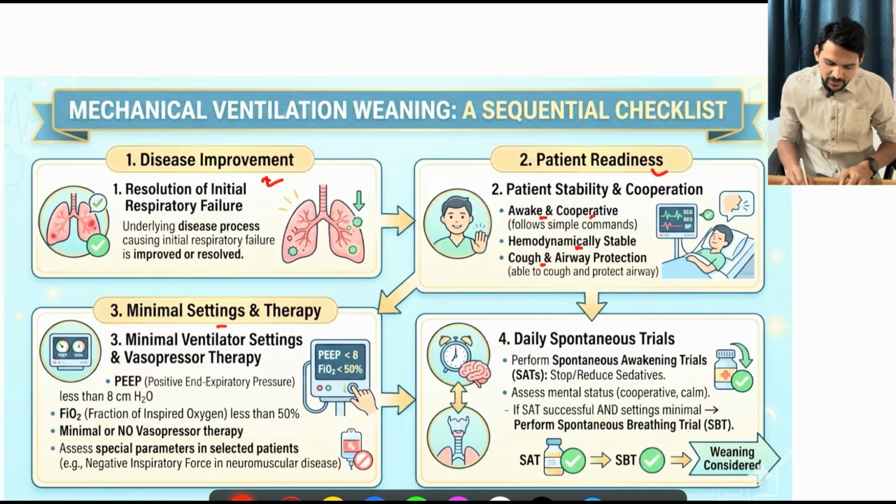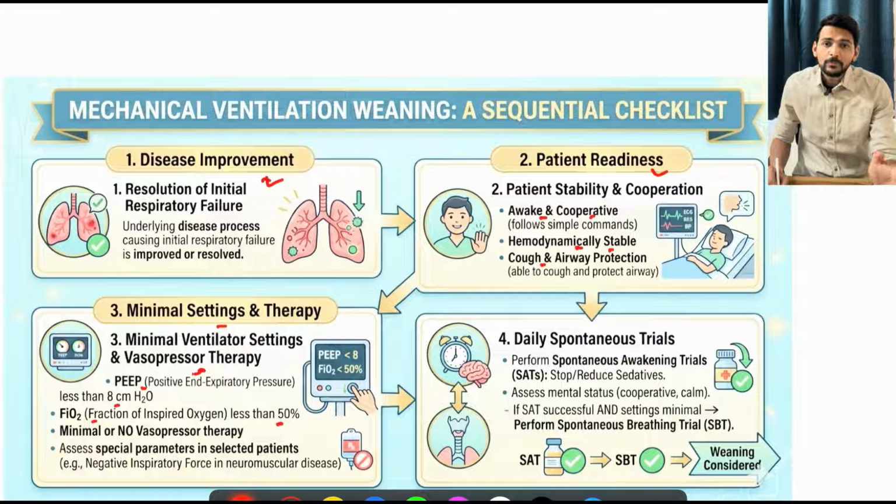The third thing is the patient should be on minimal ventilatory settings and minimal vasopressor therapy. For example, we should be gradually tapering a few of the numericals, like the patient should reach PEEP of less than 8 cm of water, and FiO2, which we start from 100%, we gradually taper, and once it is less than 50%, then we can consider that individual for weaning. This is related to ventilatory settings. What about vasopressors? Ideally, the patient should not require any vasopressors, or there should be very minimal vasopressor requirement which maintains the hemodynamic parameters as stable. So these numericals we have to remember.